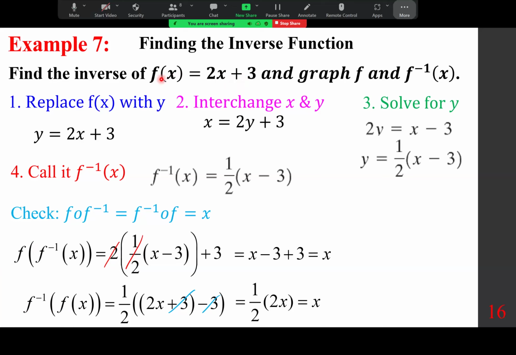If you set this one equal to 0, you get negative 3/2. So negative 3/2, 0, corresponding to 0, negative 3/2. So again, 0, 3 is the y-intercept for here. For the other one is 3, 0. You can check it out even here or here.